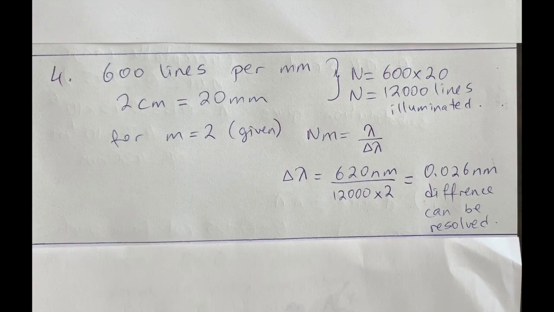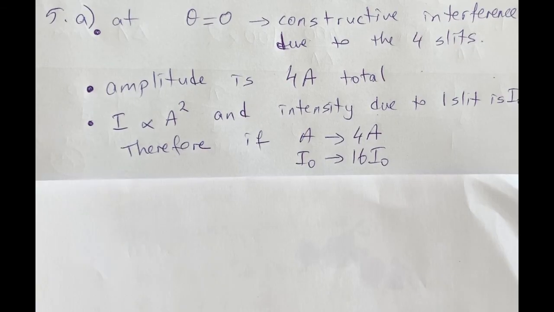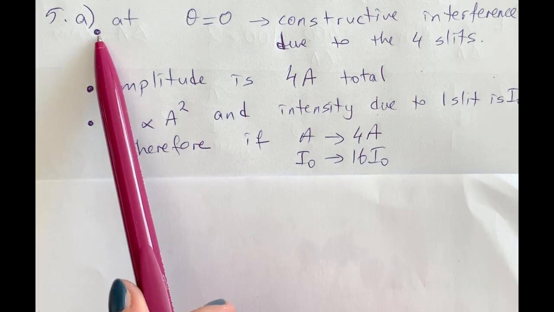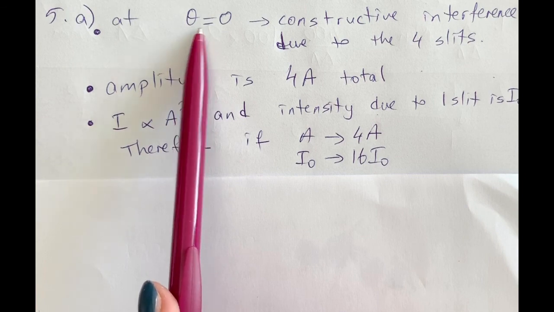Question 5, we have monochromatic light incident on 4 thin parallel rectangular slits. So we are looking at a multiple slit interference case. And we're also given the graph where intensity is plotted against the angle from the center. We're also given in part A that I0 is the intensity of the light in the middle of the screen from one slit.